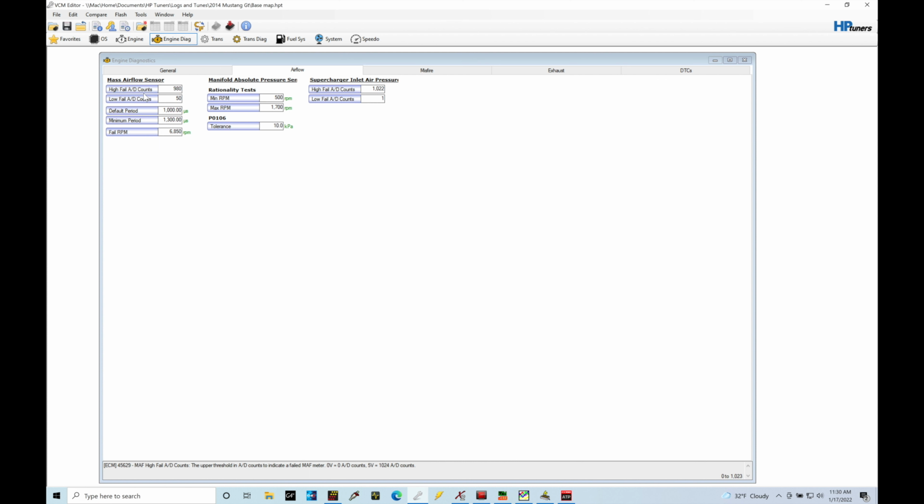Now, if you're pushing a lot of power through your engine and you're flowing a lot of air, it is possible to trip this upper limit, this AD count limit, which will throw the mass airflow sensor into a failed mode. In this case, you'd have to raise this up here. Now, the maximum limit is 1,024.